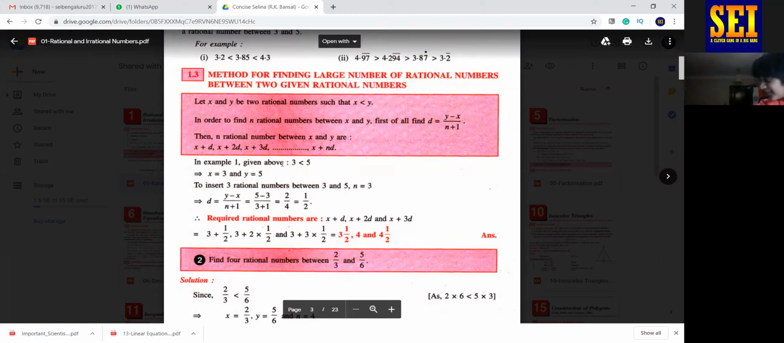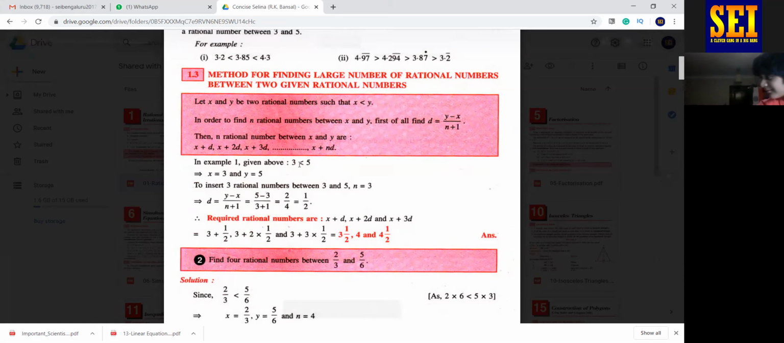Now, in example 1, we are given one question: between 3 and 5, how many numbers are there? Between 3 and 5, here n is equal to 3. We have to find 3 rational numbers between 3 and 5. One more method I'm saying: d is equal to (y minus x) by (n plus 1). Y value here is 5, x value here is 3. How many rational numbers? 3 rational numbers.